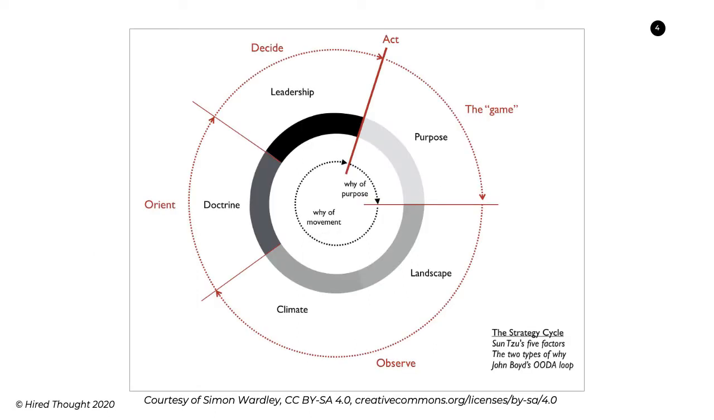Making a Wardley map is just one step in a larger framework that Simon calls the strategy cycle, which is based on Sun Tzu's The Art of War, as well as John Boyd's OODA loop. In this video, we're going to gloss over some of the details here and just focus on what the strategy cycle can enable for you.